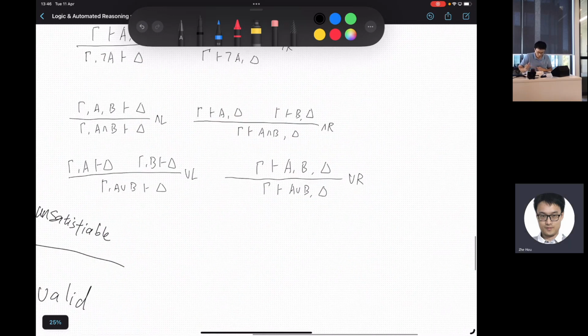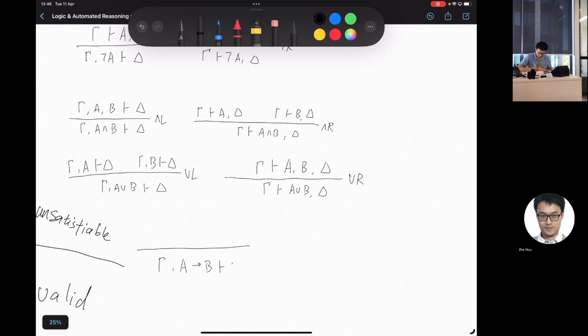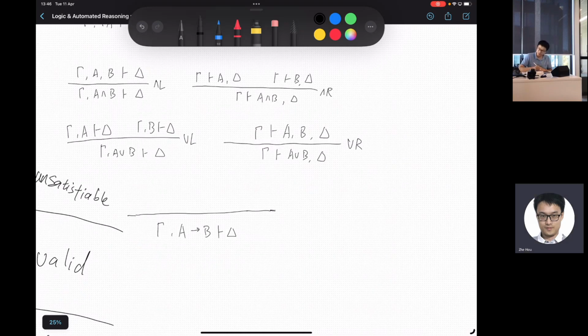Okay. I think we need one more thing. That's for implication. So what is implication? We have A implies B on the left. What happens then? So I think the easiest way to look at this is remember A implies B is equivalent to not A or B. All right, and that's just or. So that's just or, and that means what you have here is actually gamma, not A turns to delta, and gamma, B turns to delta.